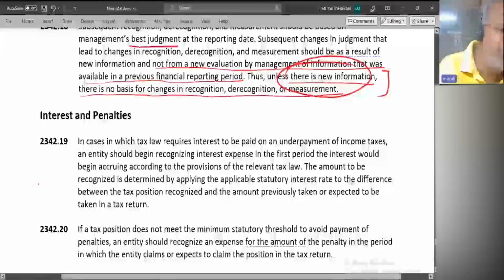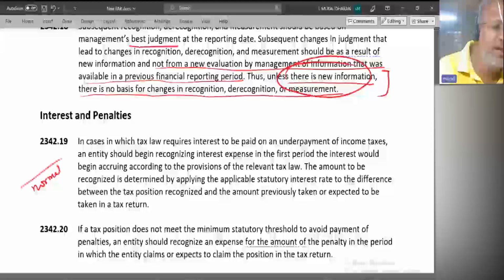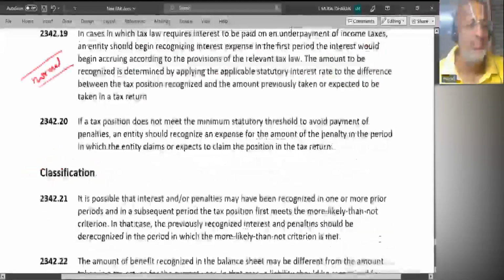This is a very normal thing. See, even by a normal reading, you can understand. It requires no big explanation.